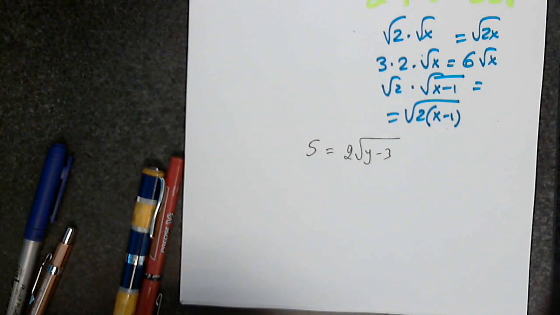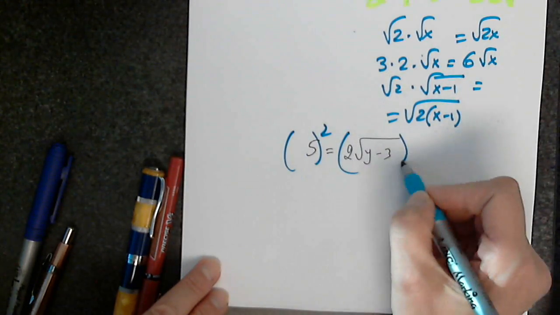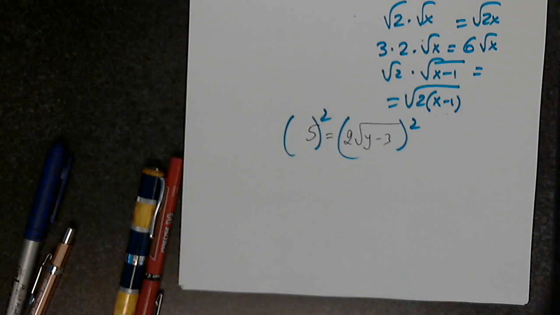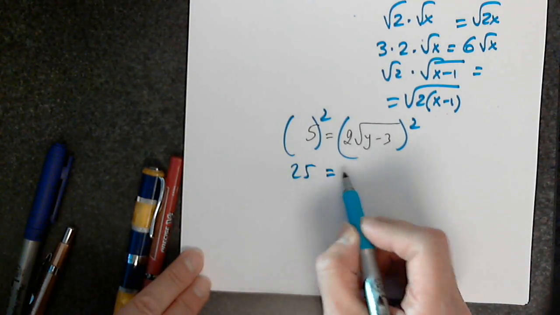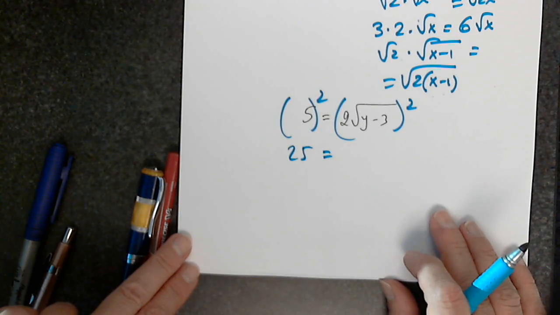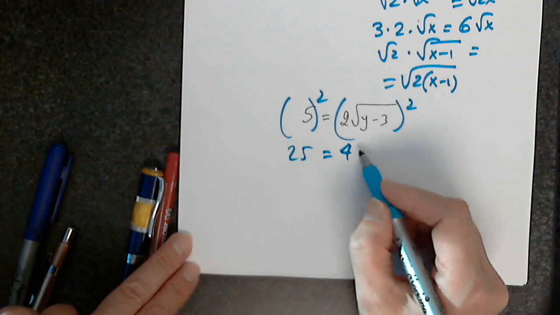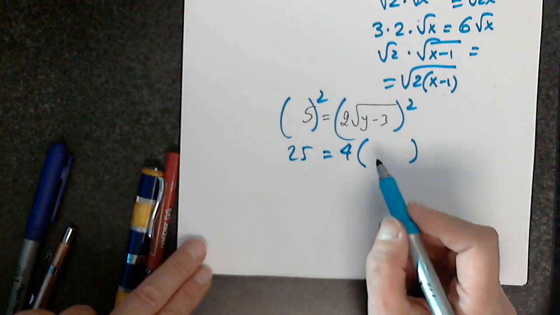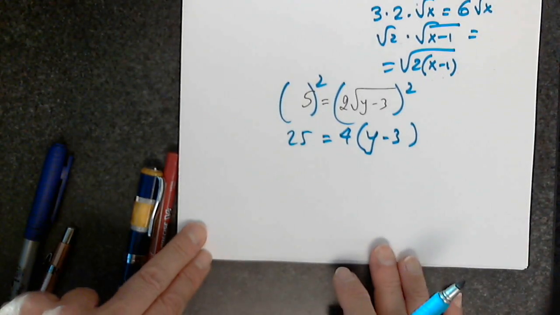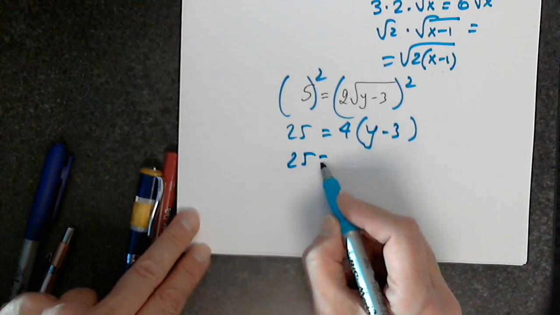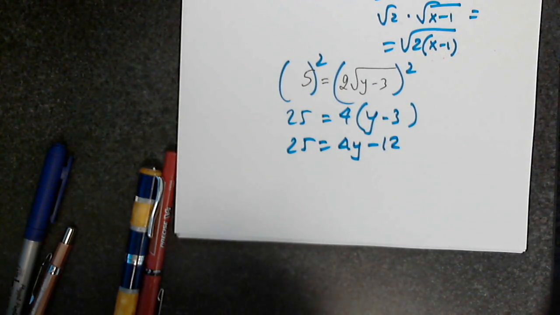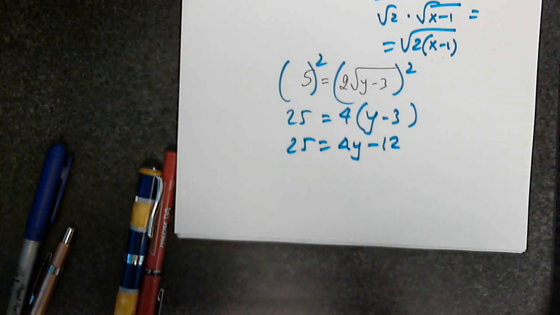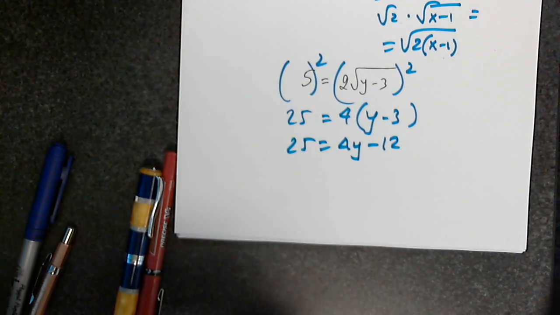Say it again. Yes. Now we're ready to square both sides. Good. The left-hand side. Perfect. The right-hand side. Right. And in parentheses? Very good. I agree. So now this is 25 equals 4y minus 12. What next? I'm adding 12. Very good.